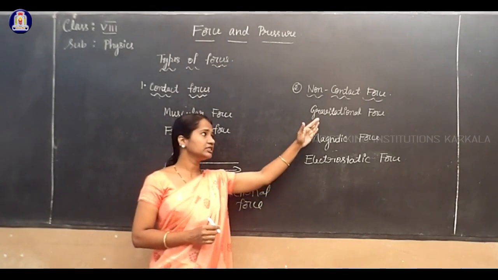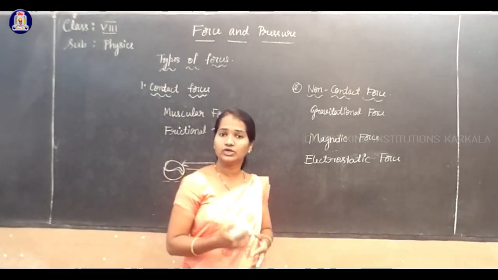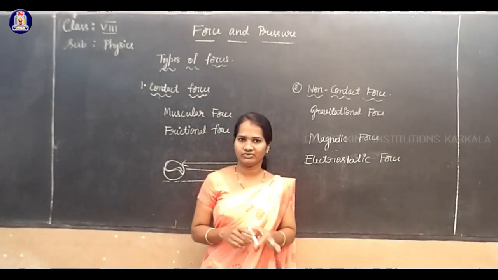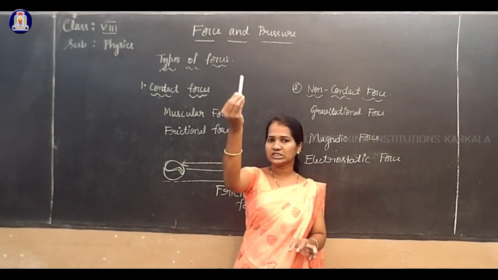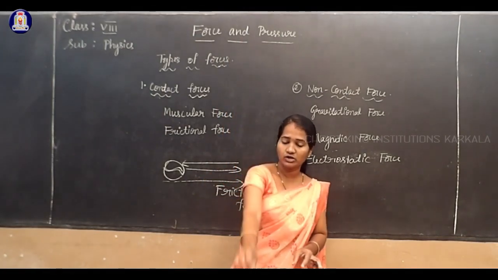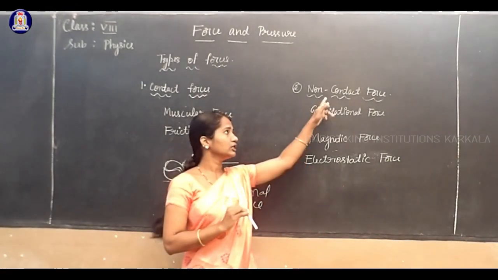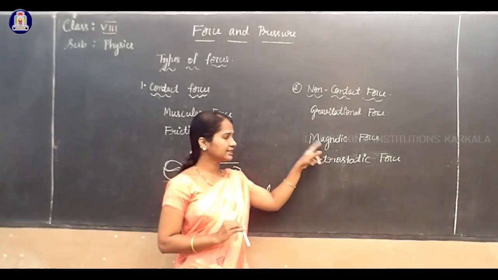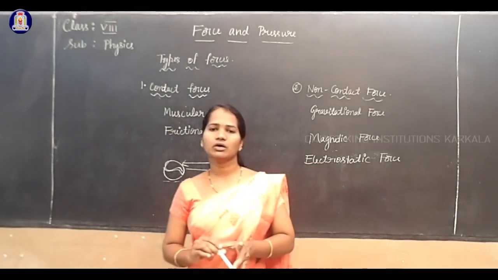So this gravitational force exists even if two objects need not be in contact with each other. For example, earth and this chalk piece. There is no contact between this chalk piece and the earth. Still, if I throw this chalk piece, it falls back to the earth. So the force that exists is non-contact force. Come to the second example, magnetic force. It is also a non-contact force.